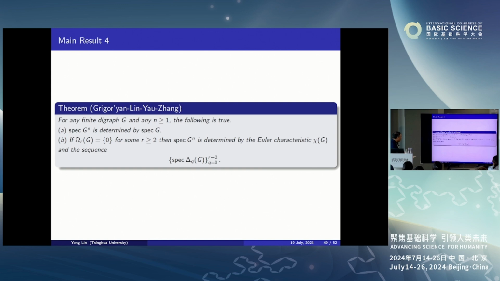And the second thing is, if omega r is trivial for some r bigger than 2. I should tell you it's possible that this is not trivial for any r, so we need this assumption. Then the spectrum of Gn is determined by the Euler characteristic of G and the sequence, the spectrum of delta Q from 0 to r minus 2. Using this theorem, we get a corollary.